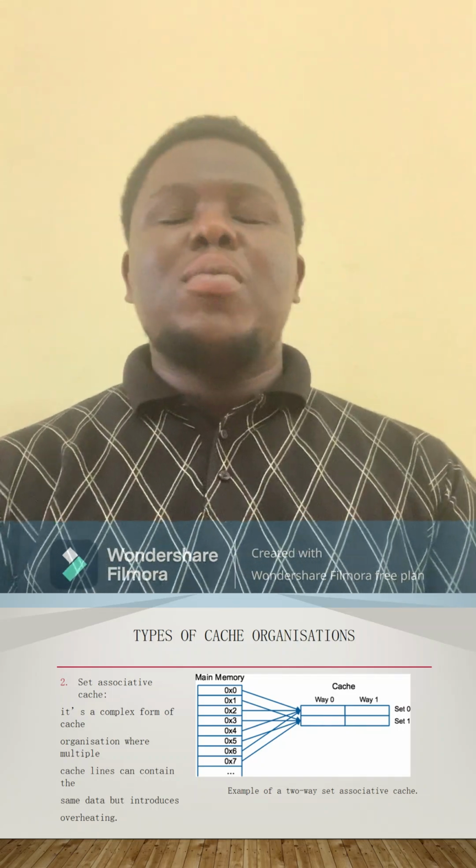The second type of cache organization is set associative cache. It's a more complex form of cache organization where multiple cache lines can contain the same data. Data can be stored in any cache line within a set. This organization balances speed and flexibility. Even with its positives, it also has a negative: it introduces overhead because of its complex nature.